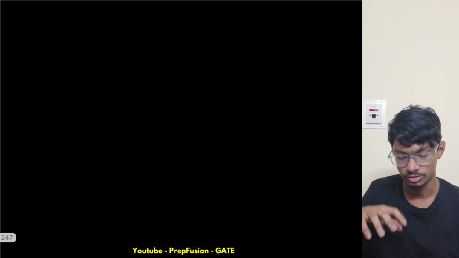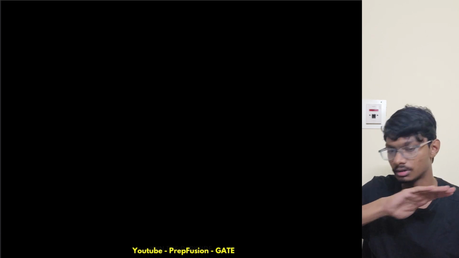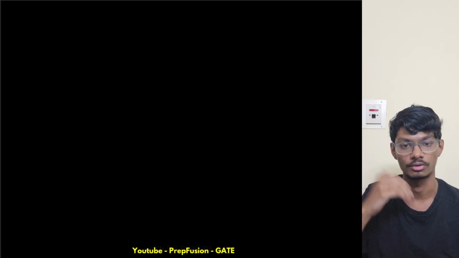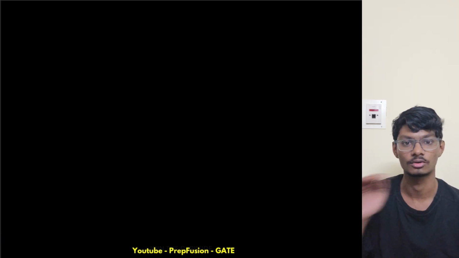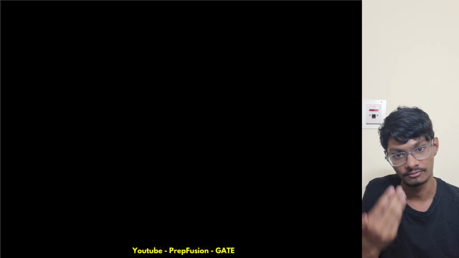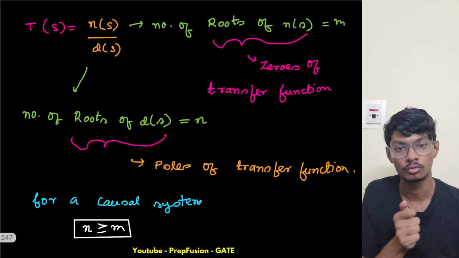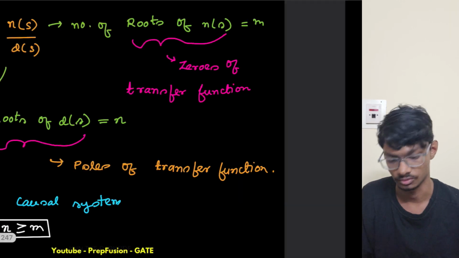Also, for causal systems, all real life systems, until now at least, are causal. So for that reason also, the number of poles will always be greater than the number of zeros. Let me do one example.